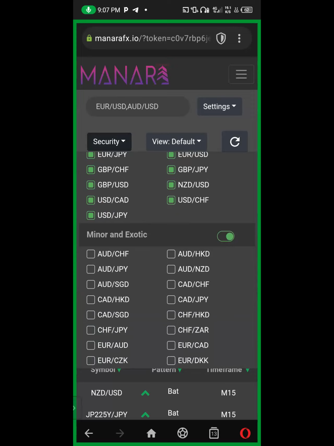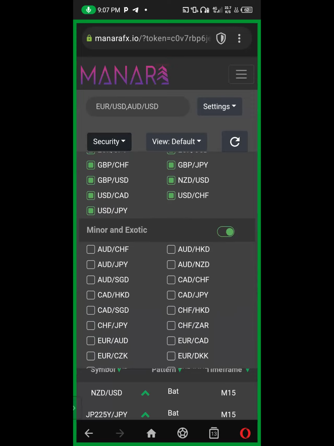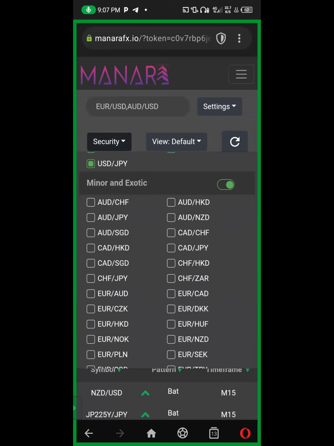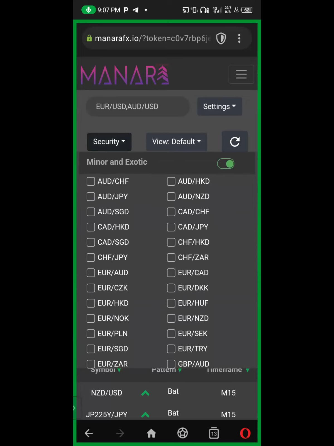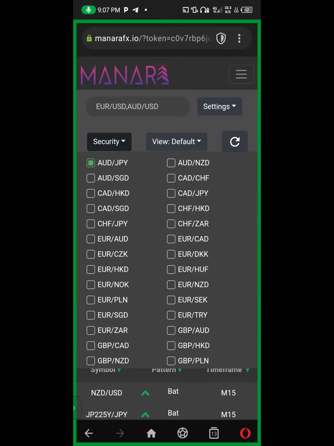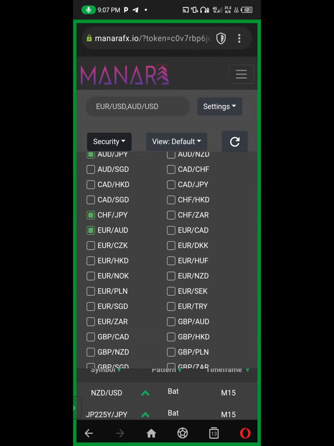Don't touch it. So you come to the minor and exotic. Now here you have to choose. So here you may have to screenshot. Do a screen grab and see what we are choosing and choose the same on your own, okay? So you choose AUD CHF, AUD JPY, okay? Don't choose this AUD SGD, no. You don't choose that. Choose CHF JPY, choose EUR AUD, and EUR AUD, okay?